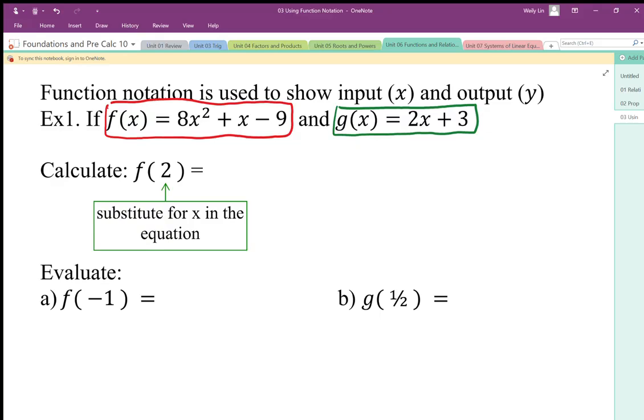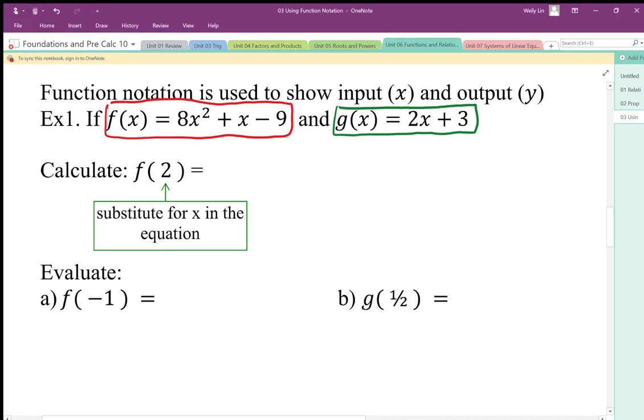The other part of function notation is how we use it to show input and output, or our x variable and our y variable, our domain and range. So the f of x notation, when we write it like f bracket 2, does not mean f times 2. This means f of 2, which means that we are going to take the f function and replace the x's with 2's. So everywhere we see an x in that equation, we're going to replace it with a 2.